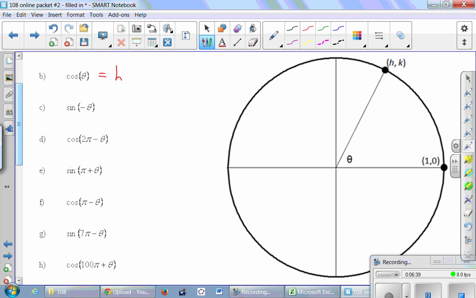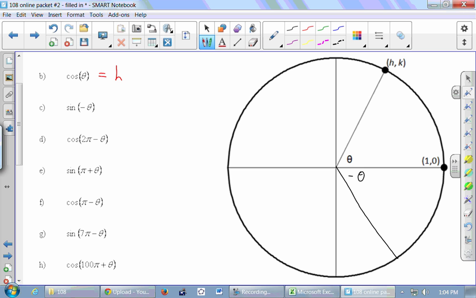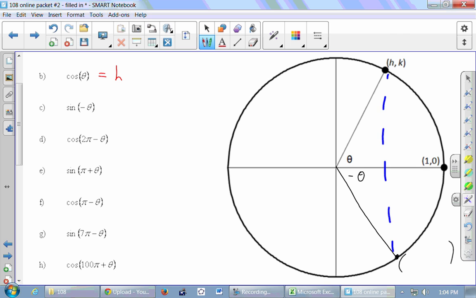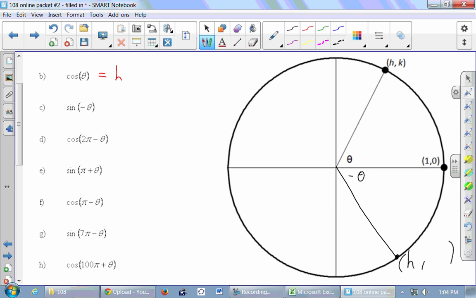Sine of negative theta. So if theta is pictured there, then negative theta must be this kind of point down here, this mirror image point. And I'm going to go ahead and label the coordinates here. I think it's going to help us. So the coordinates here, let's see, it's the same exact x as the other ones. So this must be h. But the y value used to be up here, k. Now it's down here. That must be minus k. So negative k goes right here.